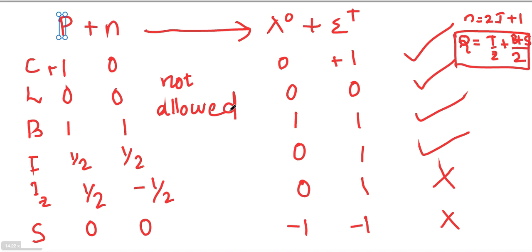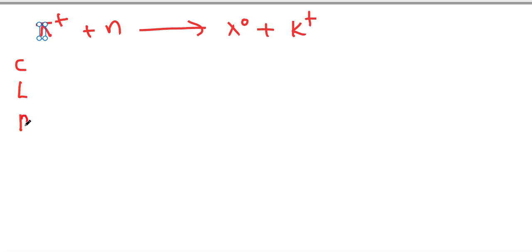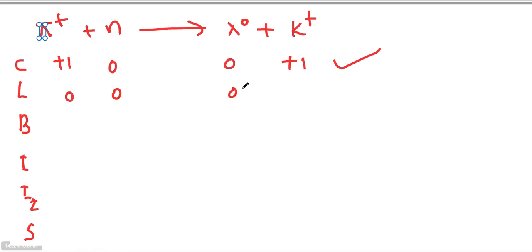So I will explain it once more in this next reaction. Let us take the next reaction. The second reaction is pi plus n gives lambda 0 plus k plus. Now what will happen? Again we will write C, L, B, I, Z and S. Charge here is plus 1, this is 0, this is 0, this is plus 1. So charge is conserved. Lepton number is 0, 0, 0, 0 because these are baryons, therefore it is conserved.